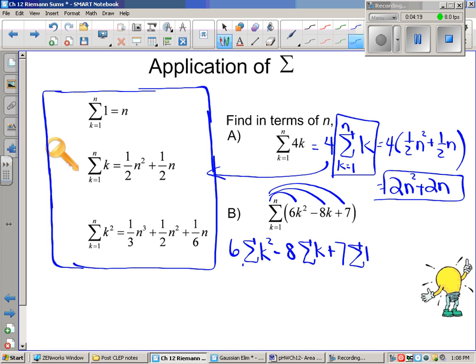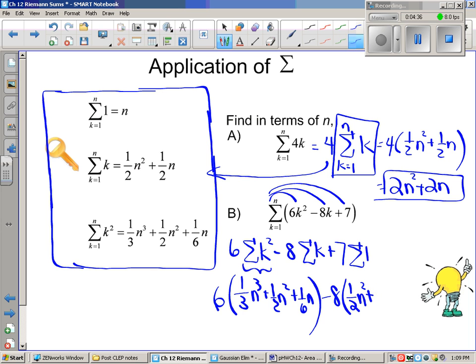So again, I'm going to replace the summation of k squared with 1/3 n cubed plus 1 half n squared plus 1/6 n. And that whole thing we're going to multiply by 6. Then we have minus 8, and in place of the summation of k, I'm going to put 1 half n squared plus 1 half n plus 7, and in place of the summation of 1, I'm going to put n.